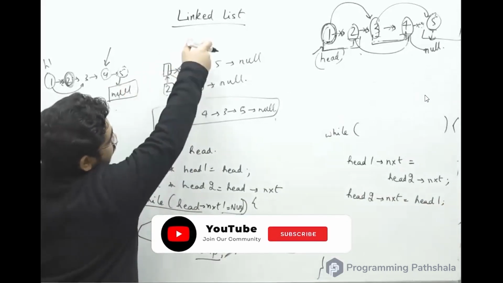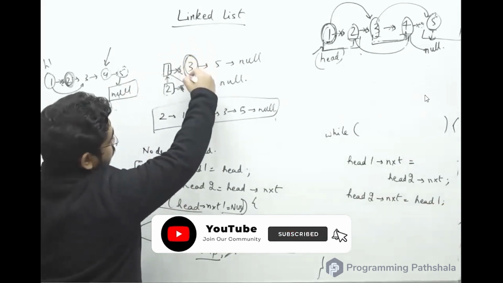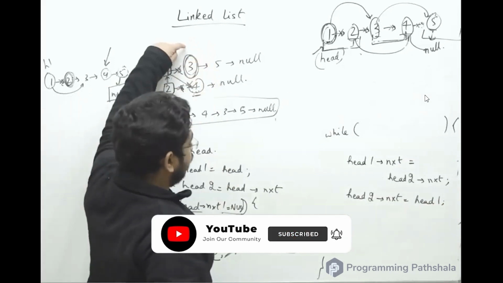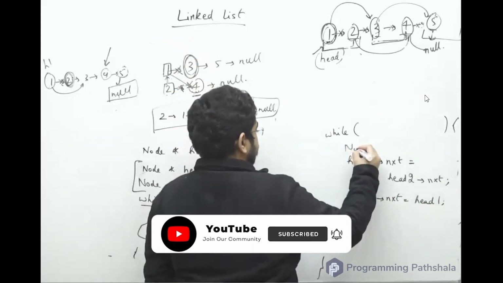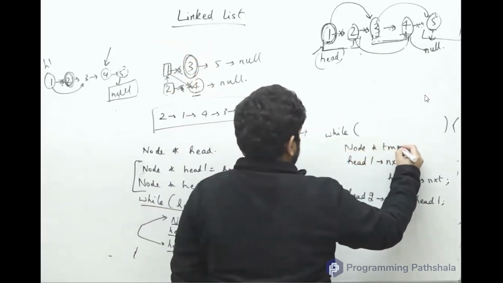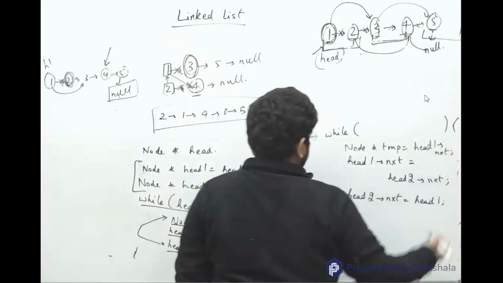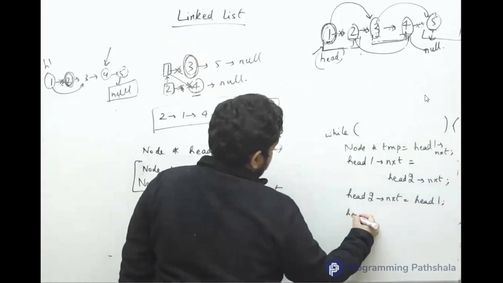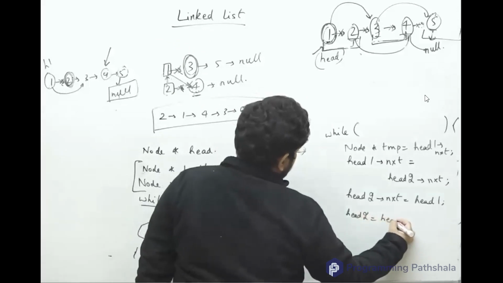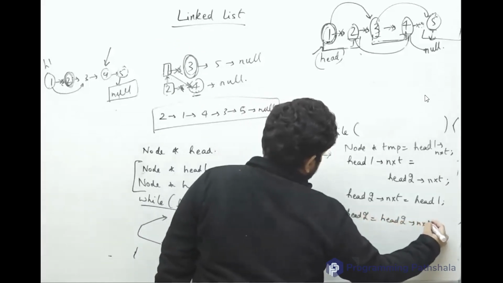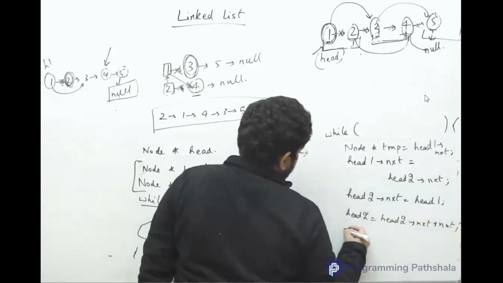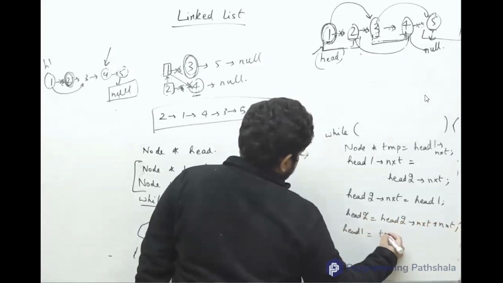But moving head one is difficult because it's at 3. So how to do that? I need to store this in a temp. So node star temp equal to head one's next. Then I'll say head two goes to head two's next, and head one goes to temp.